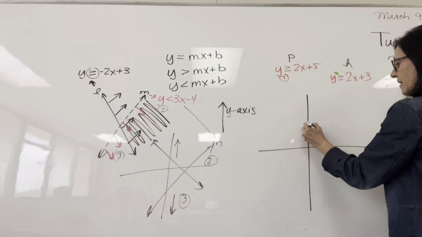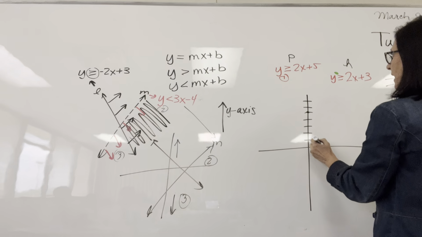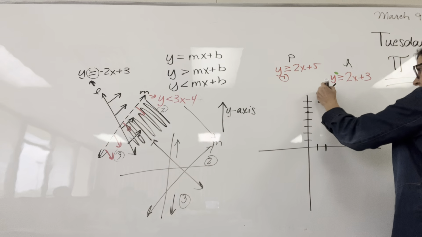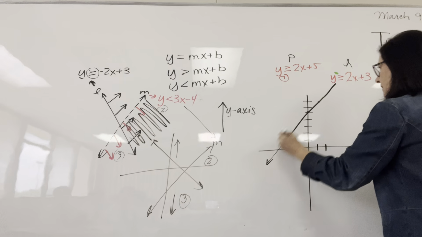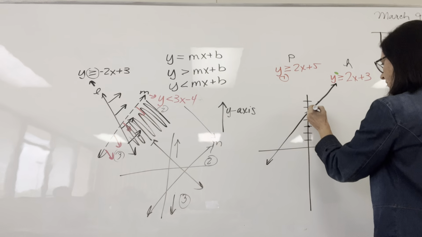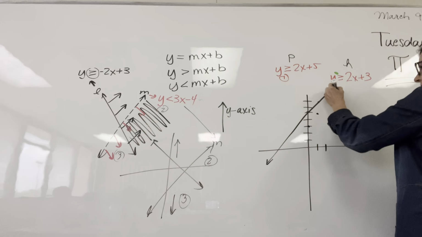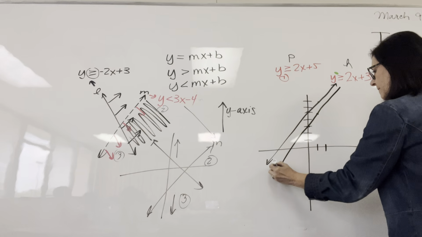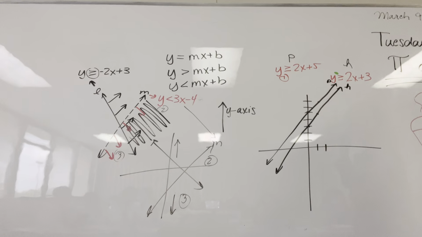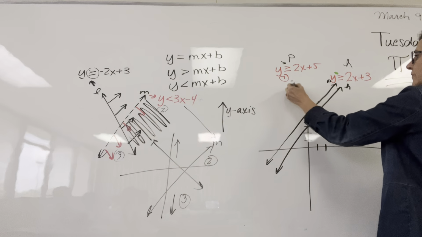All right, it's going to be at 5, 3, 4, 5, and it's going to go up to, as it runs, 1, and it's going to be a solid line. This is going to intersect at 3. It's going to go up 2 as it runs 1. It's going to be a solid line. All right, this is H. This is P. Got it? All right, greater than goes up the y-axis.